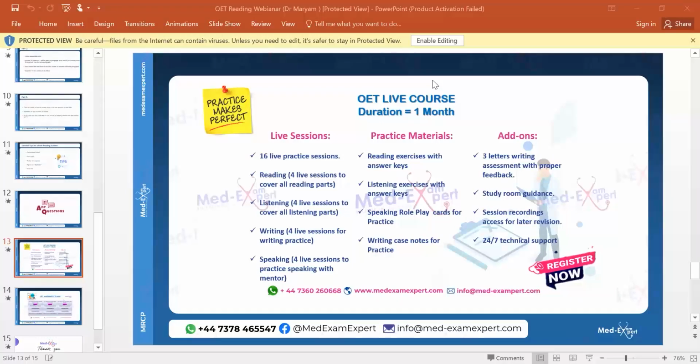Okay, so the next question is, if level 2, what is the success rate? I have told you that there is 100% success rate of the exam for the OET exam. It doesn't matter on which level you are, whether it is level 1, level 2 or level 3.